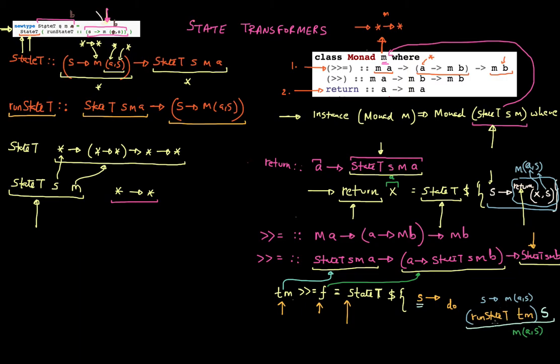runStateT, when it takes in a parameter tm, which I know is some value of type StateT s m a, gives you back as output some function, which is this piece right there. On that function, I'm now passing in my state s. When I pass in the state s here, this gives me a monadic value of the type m of (a, s), where a comma s is wrapped in a tuple.